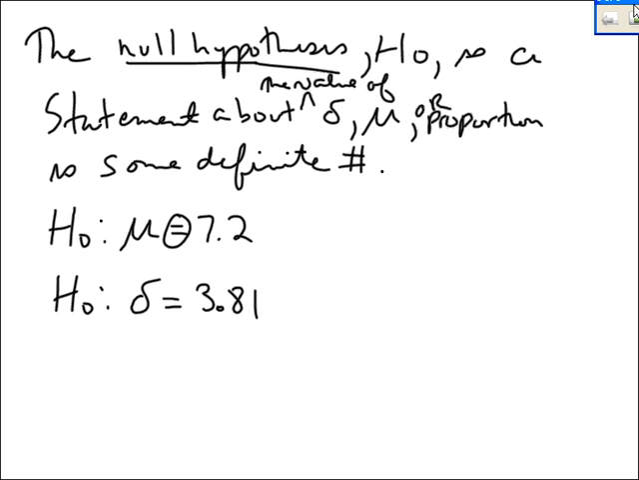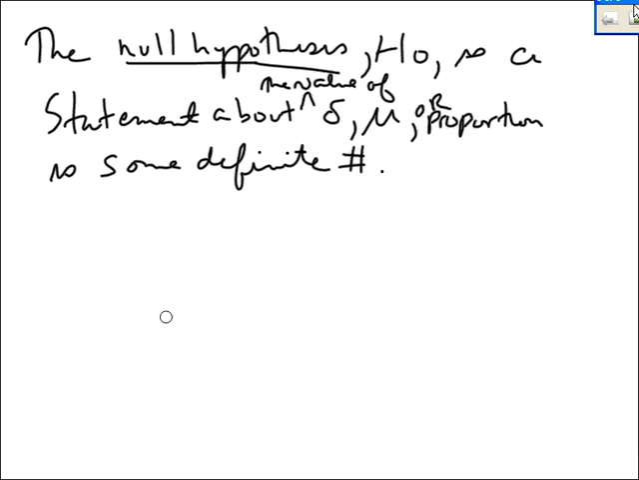It always has equality. Once you write H0, you better have equal. You may say that the proportion is 3.04, but it must say equal. Some definite value. H0 is this. Some older textbooks may not say that.